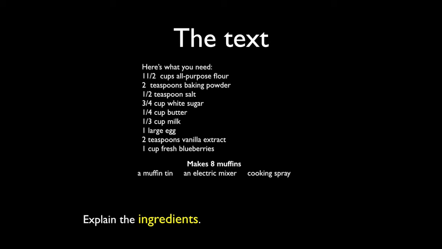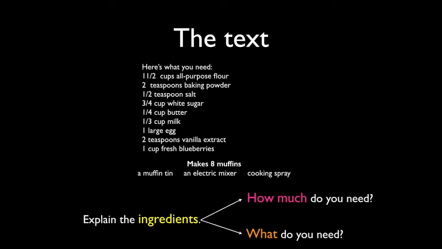In the next part of the recipe, you want to talk about the ingredients. You need to tell the reader what you need and how much you need. What is important here is that unlike the Japanese order, the amount comes first and the product comes second.